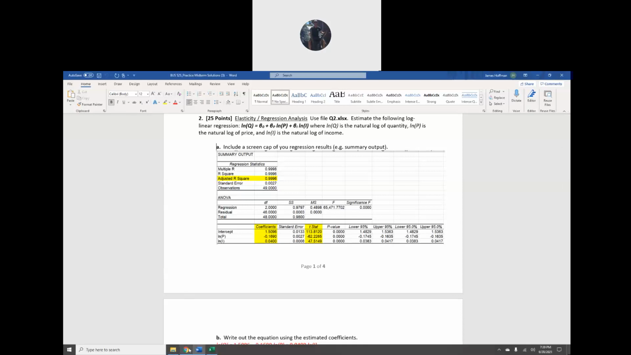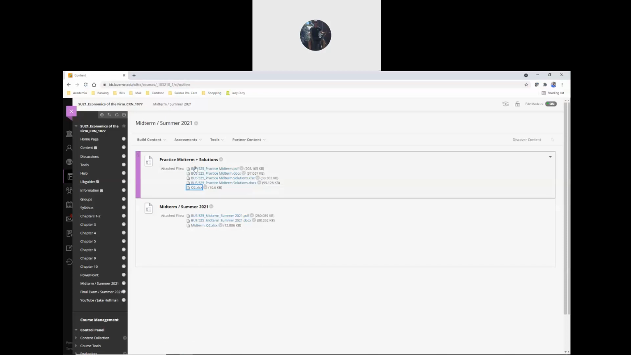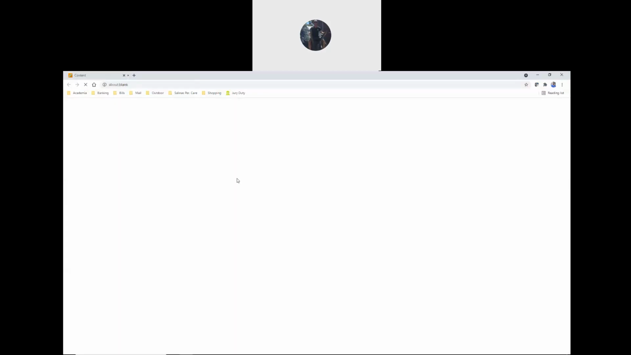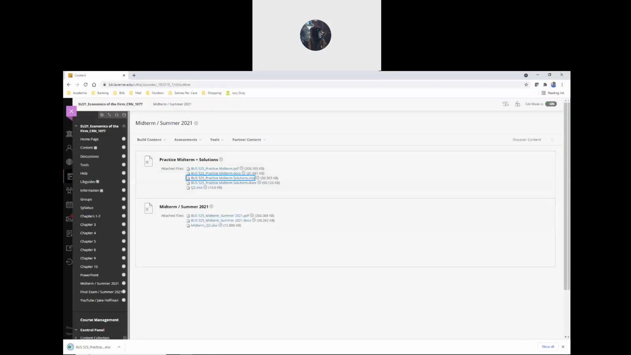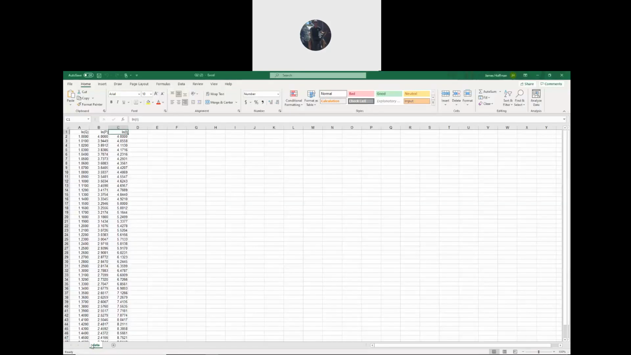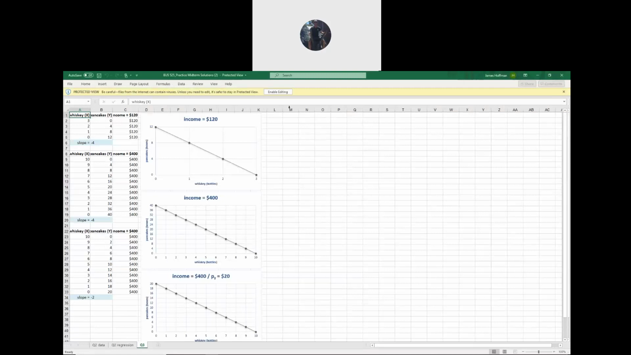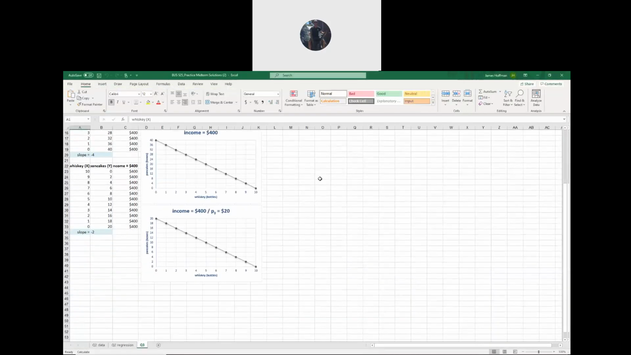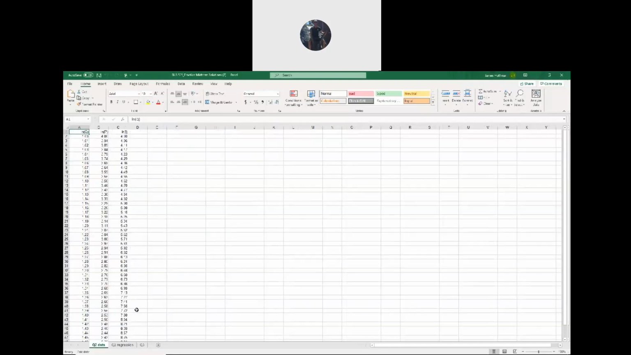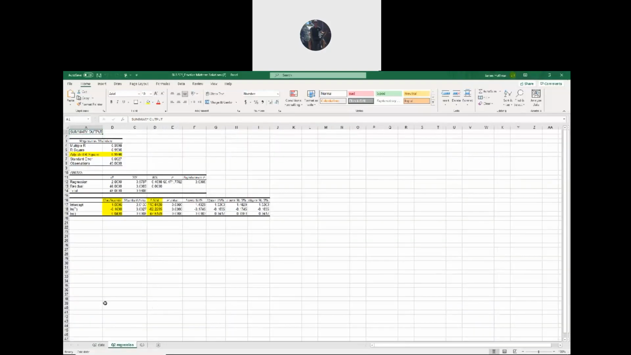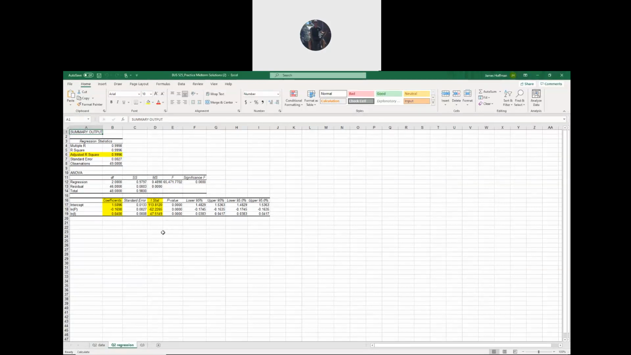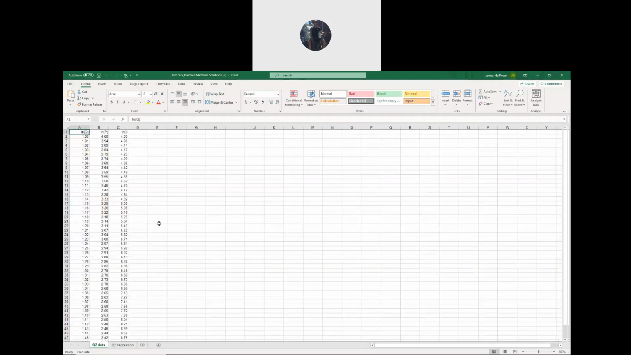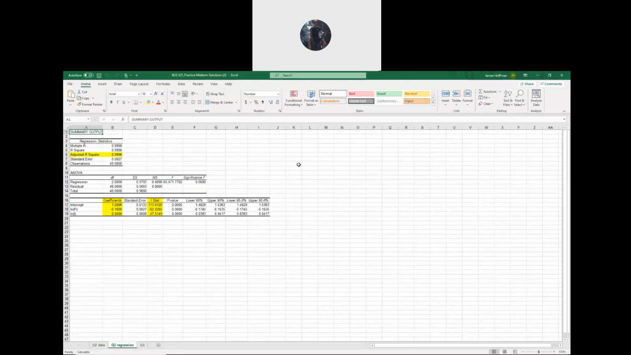All right, so under practice midterm solutions, here is the practice midterm solutions Excel file. Okay, so here was the data, and then here is a sample of the regression I got, or the summary output. Just go in data analysis and use this data to get this. Okay, you did that last week. And the question is, you're going to take the screen cap and interpret the results like you did in your last assignment.